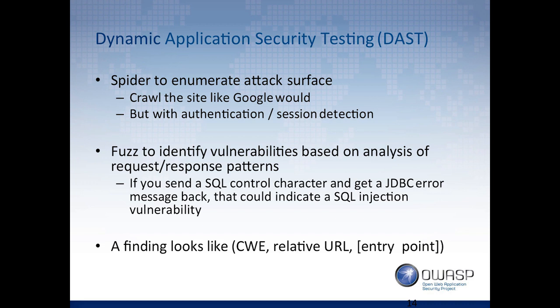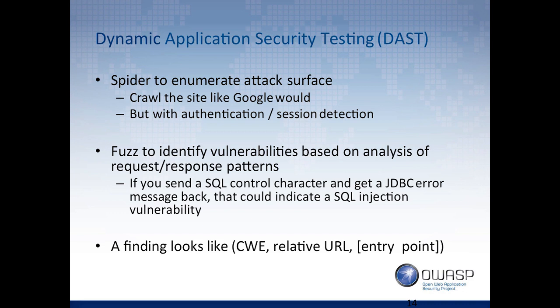Once you've identified and established that attack surface, you essentially go through directed fuzzing. Let's send in a SQL control character, see if we get a JDBC error message back. If we do, that pattern could indicate the existence of a SQL injection vulnerability, right? Same thing, I'm going to send in some HTML control characters, I'm going to see if those come back unescaped. If it does, that could be an indication of a cross-site scripting vulnerability.